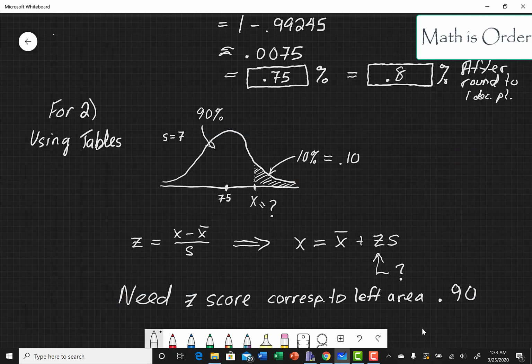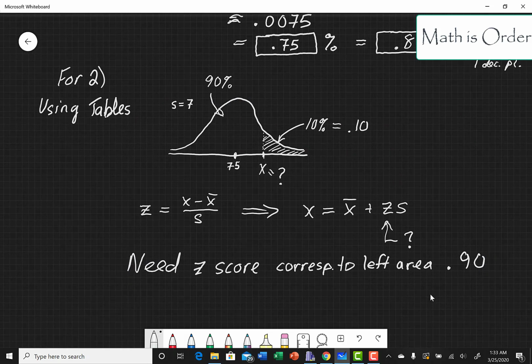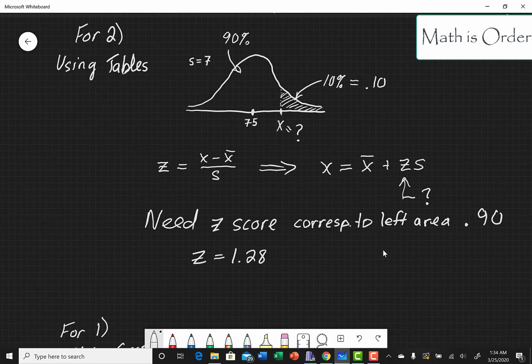1.28. That z-score is 1.28, right? So now that we have that z-score, we can just substitute it into our formula and the answer should pop out, right? So let's go ahead and do that.